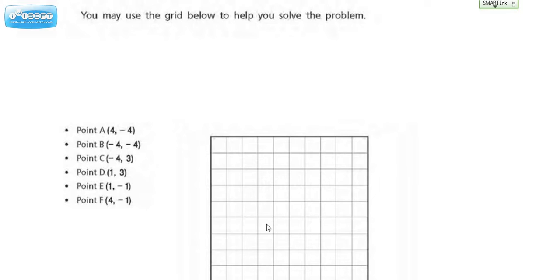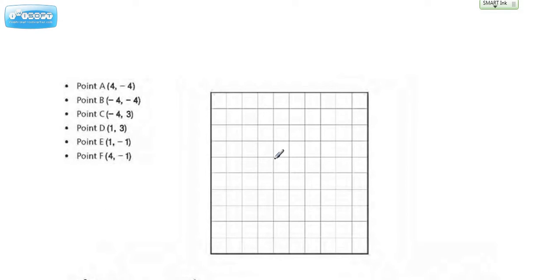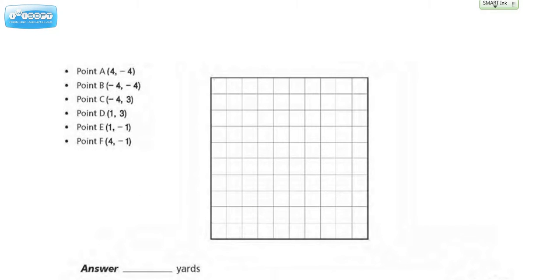Alright, so what we're going to do is break this coordinate plane up. What they don't do is give you lines. So I'm going to suggest you find the middle of it and draw a line going this way, and then do the same thing going this way. That way you're ready to start plotting things.